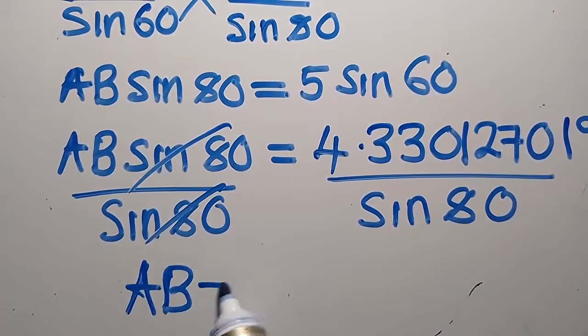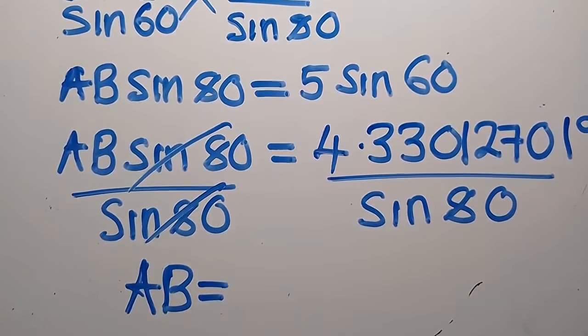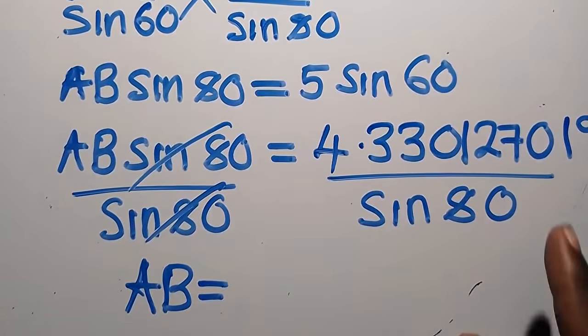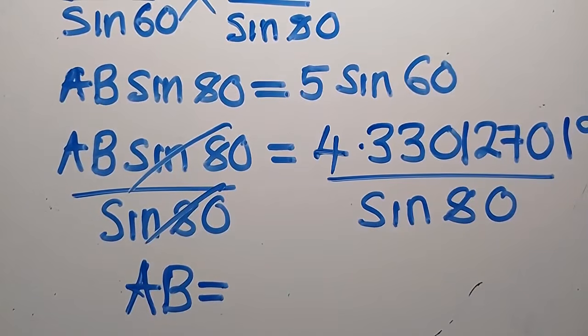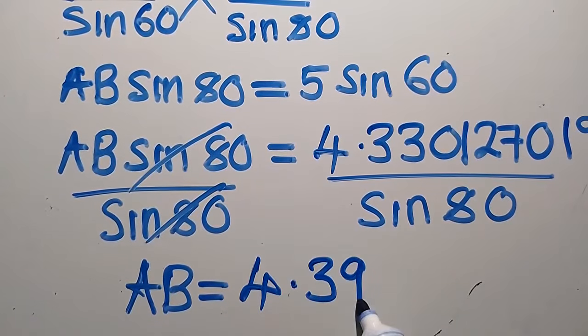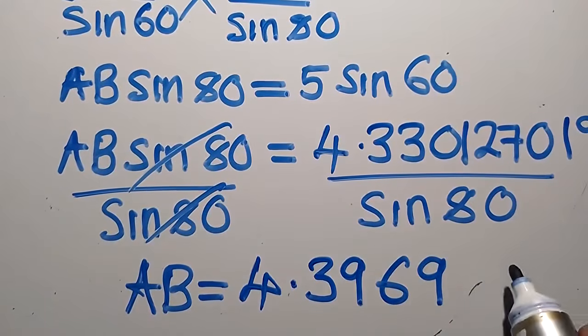So AB will be equal to what now? So you say, okay, this same answer there. Then you just divide by sine 80. What is the answer? Your answer will be 4.39, 0.69 like this. So just going, you can complete it.